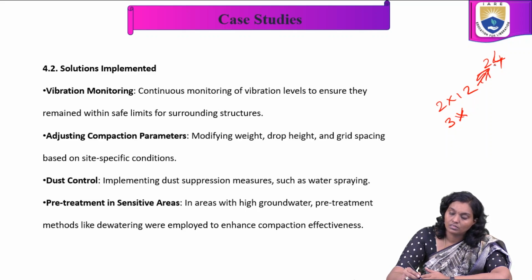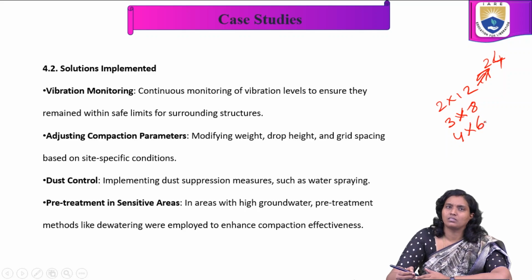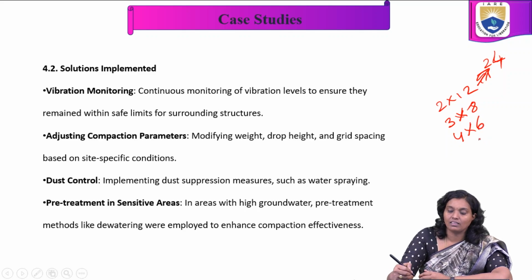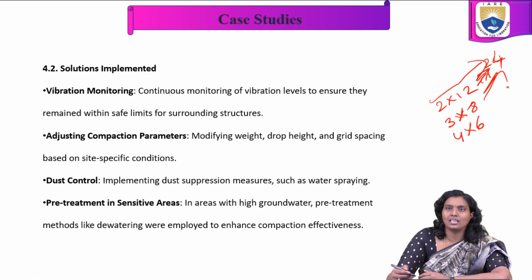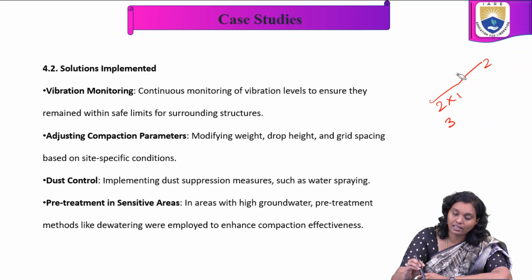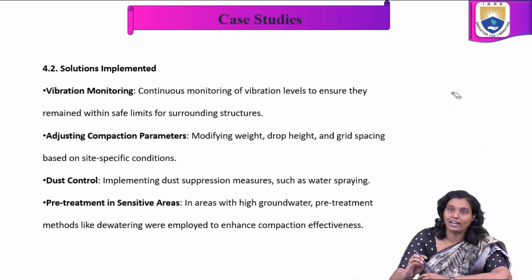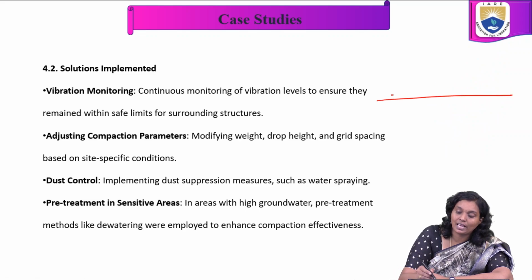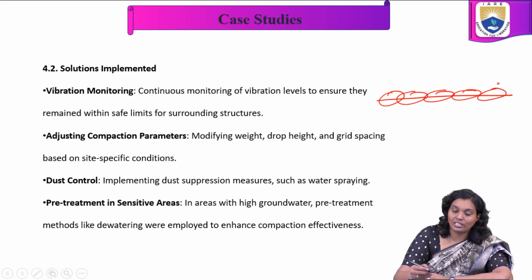And also 8 threes are 24, and 4 into 6 is also 24. So like that we are going to understand. 2 into 12 gives the same result, 3 eights are the same result, 6 fours are the same result. But what we have to understand is that the compaction should be the same even though the soil conditions are different. We are going to adjust like this.